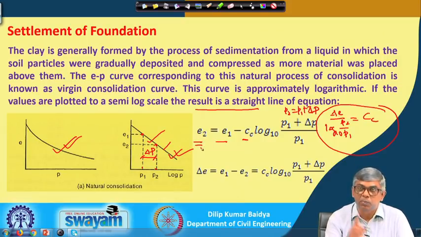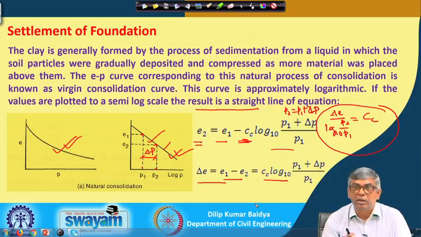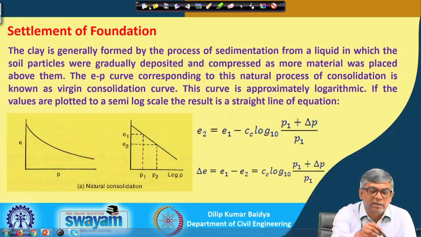e2 will be smaller than e1. So e2 equals e1 minus the slope multiplied by log p2 by p1. Ultimately you can see delta e equals e1 minus e2 equals Cc into log p2 by p1, or Cc equals delta e by log base 10 of p2 by p1. From this curve we can find out the compression index, and using this we can also find out the consolidation settlement, and that is called the Cc method. We will see that next.